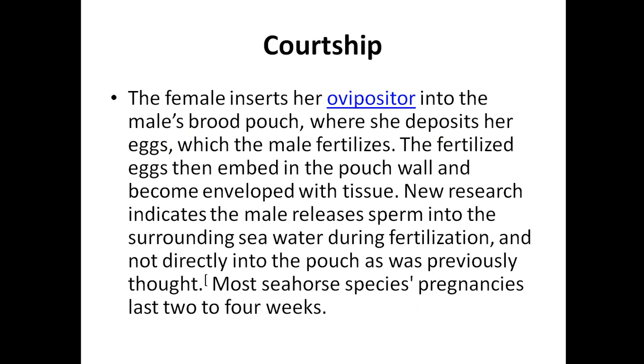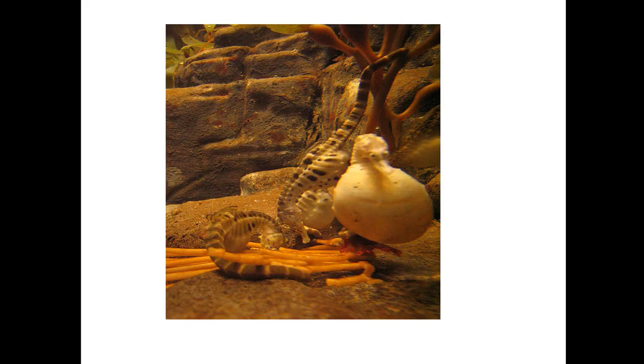Once the eggs get fertilized, they are embedded in the pouch wall, and the eggs become enveloped by the tissues of the male. But new research indicates that the male may release the sperm into the surrounding seawater during fertilization and not directly into the pouch as was previously thought. We don't know, it is not clear. In most seahorse species, the pregnancies last for 2 to 4 weeks.